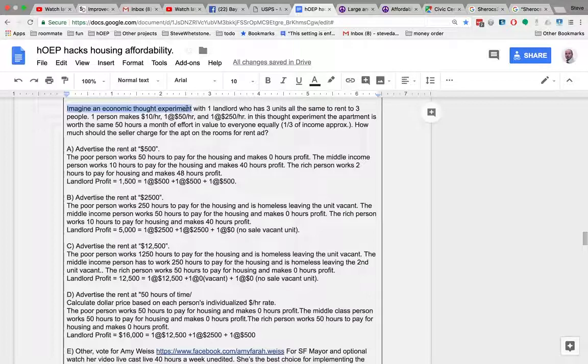In this economic experiment there is one landlord, with three units, all the same, to rent to three people. One person makes $10 an hour, one person makes $50 an hour, and one person makes $250 an hour. In this thought experiment, the apartment is worth the same 50 hours a month of effort in value to everyone equally. That's about a third of income, approximately. Here's the question. How much should the seller charge for the apartment on the rooms for rent ad?